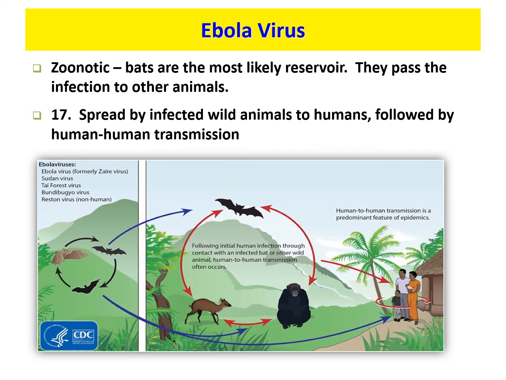We know that the Ebola virus is zoonotic, okay, which means that it comes from animals, right? It hops from that animal to us. Bats are the most likely reservoir. We feel like that's the most likely reservoir for SARS and for COVID-19. They pass the infection to other animals and then it's spread by infected wild animals to humans, followed by human-to-human transmission. So once it jumps species from a bat to something else, such as a deer, and then we may either come in contact with the deer or eat the deer meat, then we get it, and then we can pass it from one person to another.